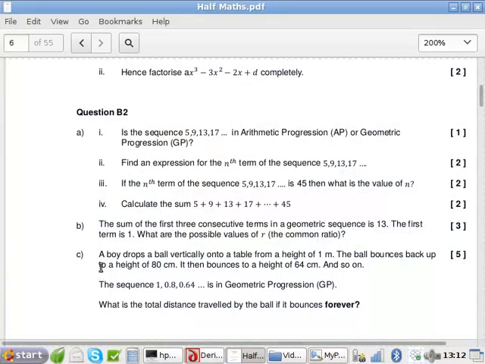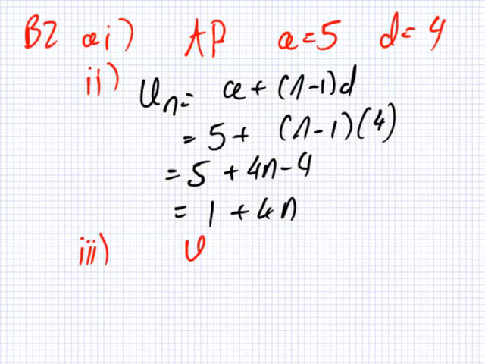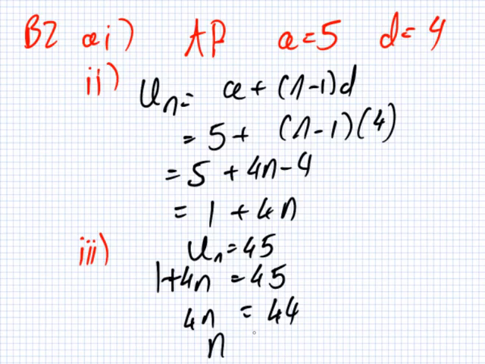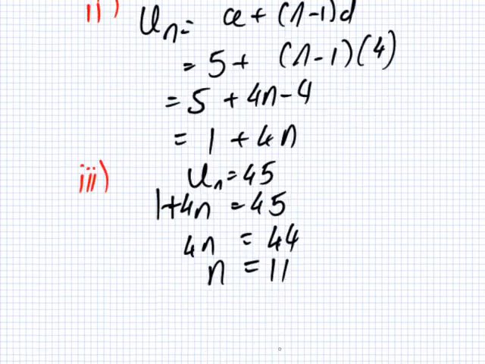3. What term is 45? So when does Un equal 45? When does 1 plus 4n equal 45? So, thank you, Albert. 1 plus 4n equals 45. 4n equals 44, so n equals 11.